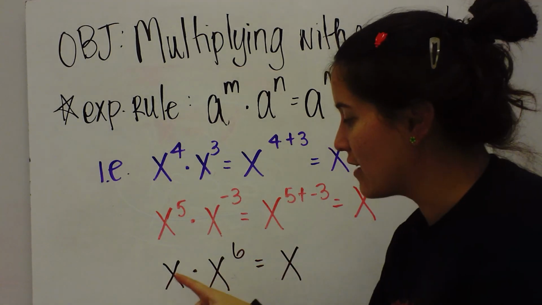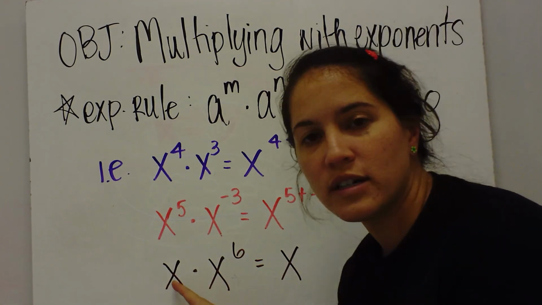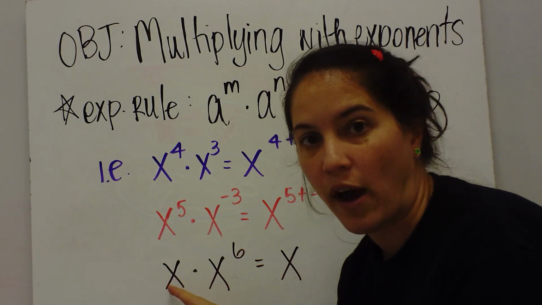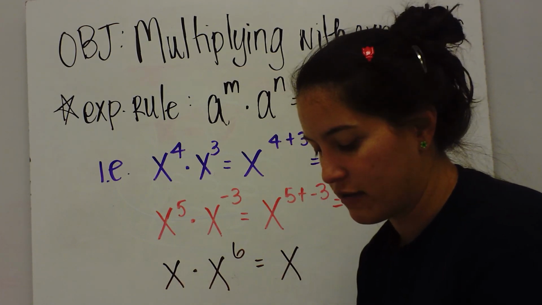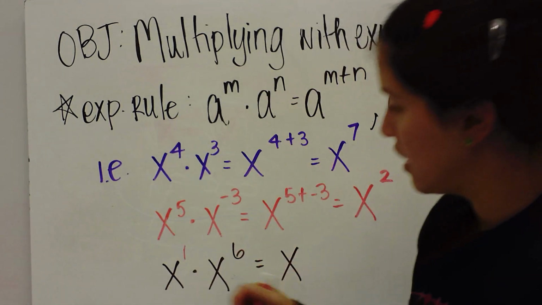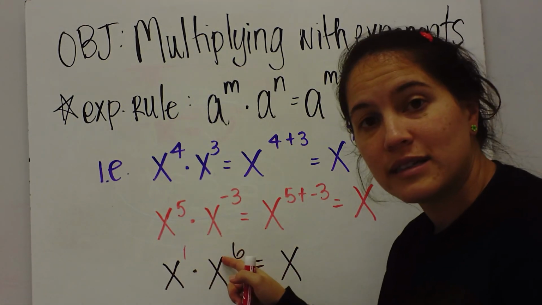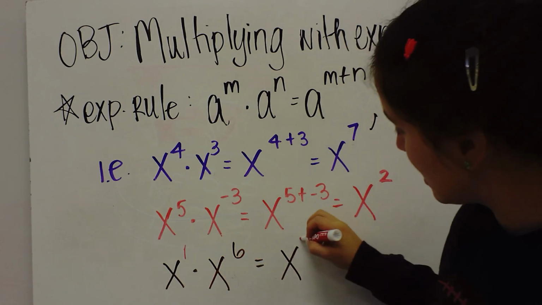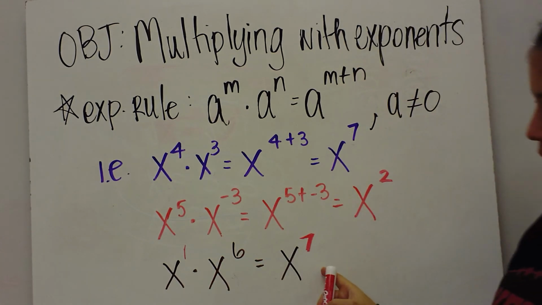And then this last one, x times x to the 6th. So what is the exponent if all we have is an x? How many x's do I have? I have 1. So that would be x to the 1st. And then I would add 1 plus 6, and my answer would be x to the 7th power.